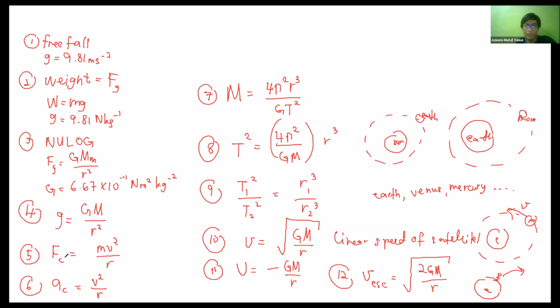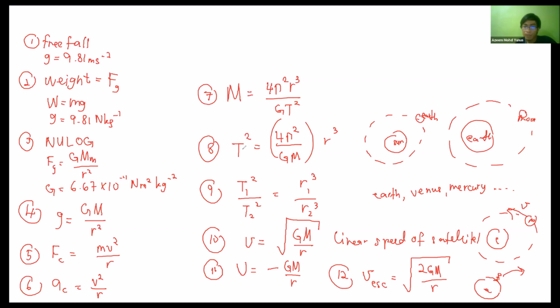Centripetal force has two situations. The first one is if it has a rope attached to an object. The second one doesn't have a rope. If it has a rope, it's called centripetal force. If it doesn't have a rope, the centripetal force is actually the same as gravitational force. Next, centripetal acceleration and the mass of a planet or sun. How do you calculate that? Make sure that we have the orbital period and the orbital radius. Then we can calculate the mass.